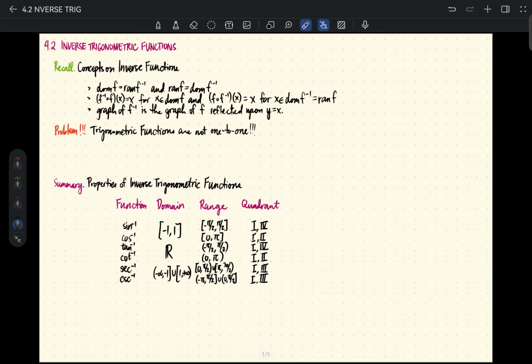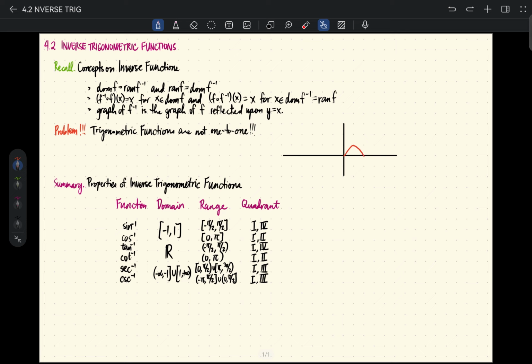But first, we have a really big problem. Trigonometric functions are not one-to-one. And if you will recall, for you to have an inverse, your function needs to be one-to-one. So why are trigonometric functions not one-to-one? Let's look at a basic case, which is the sine function. So your sine function has this graph right here.